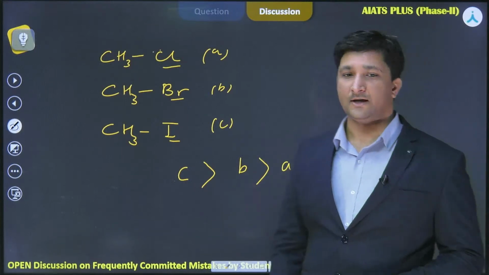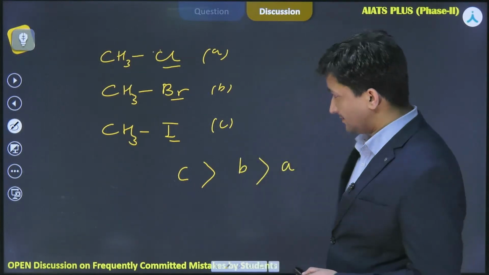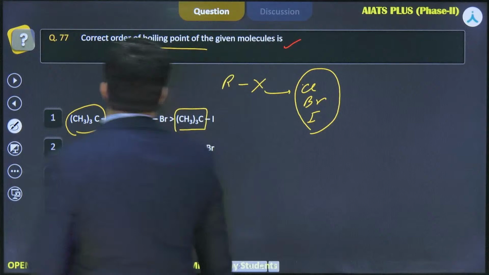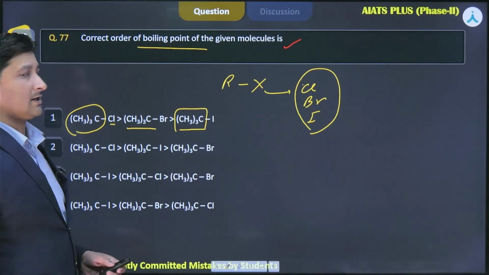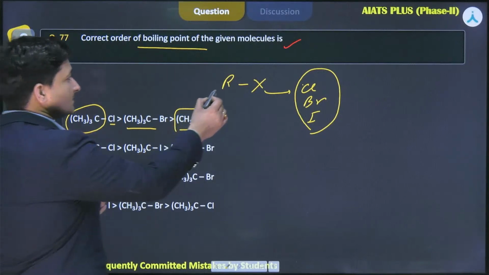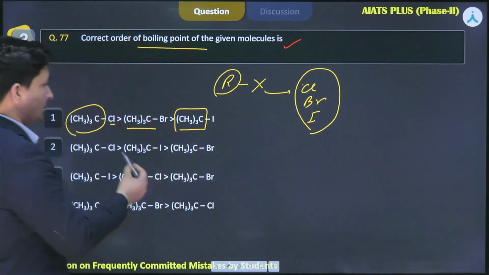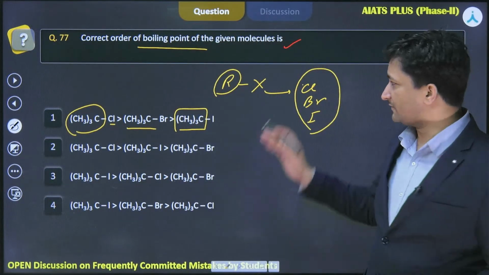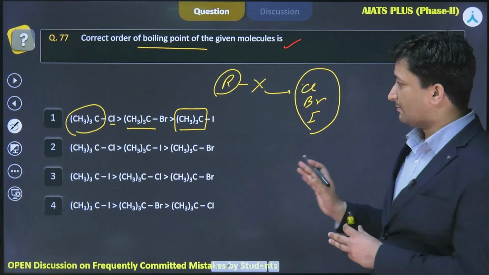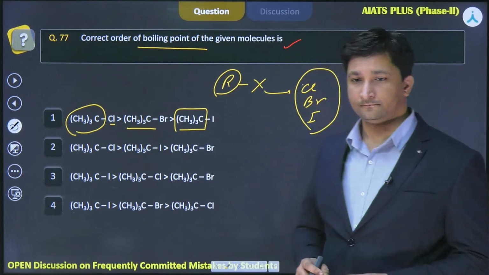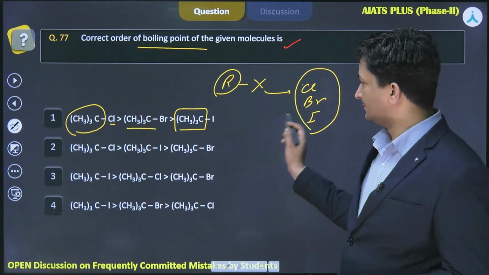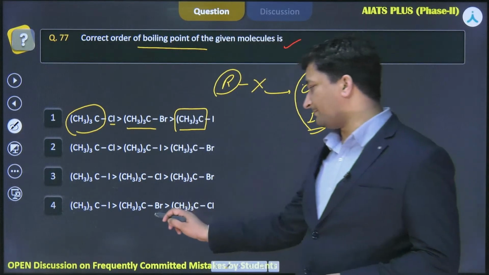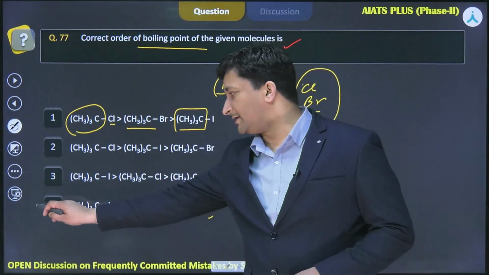Okay. So this is how we are going to solve our question. Now let's come back to the question. The question can be solved by this data only. Here you can see, the correct order of boiling point of the given molecule is asked. Now we have learned that R is constant here and there is a change in halogen only, Cl, Br, I. And we have just learned that with the increase in mass, as we move down the group, the mass will increase and so the boiling point will also increase. So iodide will have the maximum boiling point, followed by Br, then followed by Cl. So the fourth will be the correct answer.